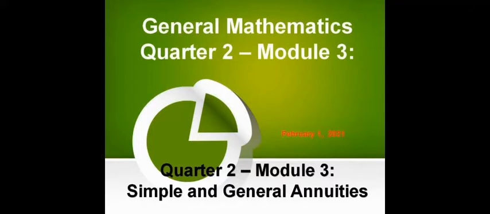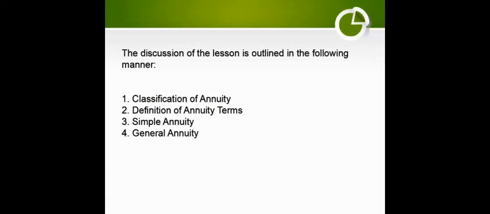We are now in quarter 2, module 3. Our topic is simple and general annuities. Our lesson is outlined in the following manner. First, classification of annuity. Second, definition of annuity terms. Third, simple annuity. And fourth, the general annuity.